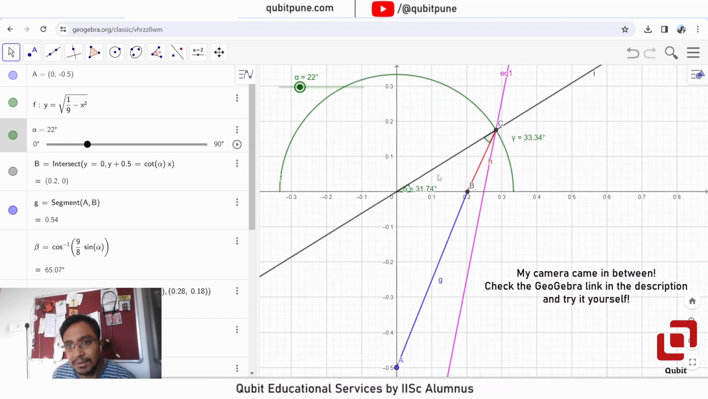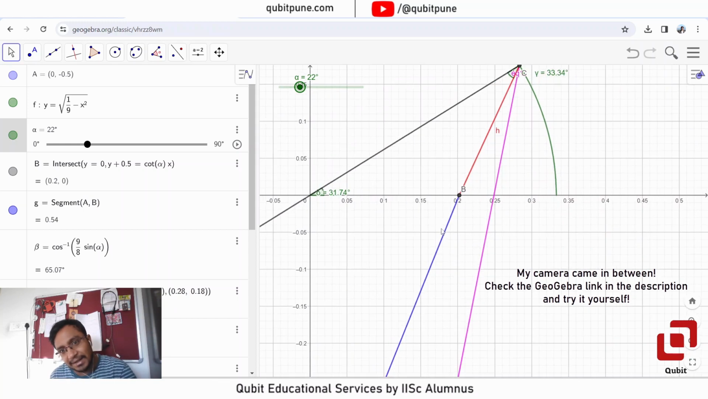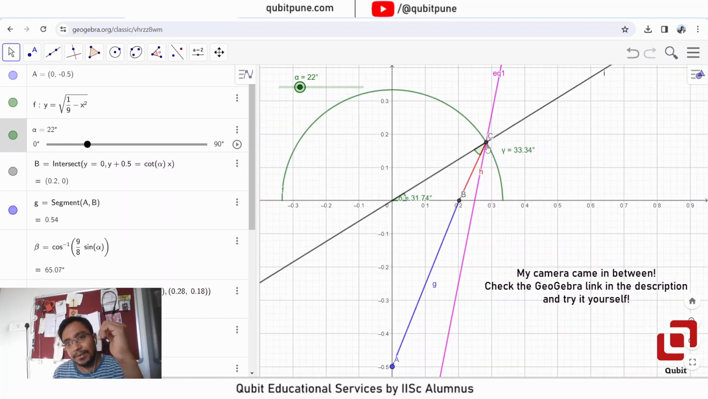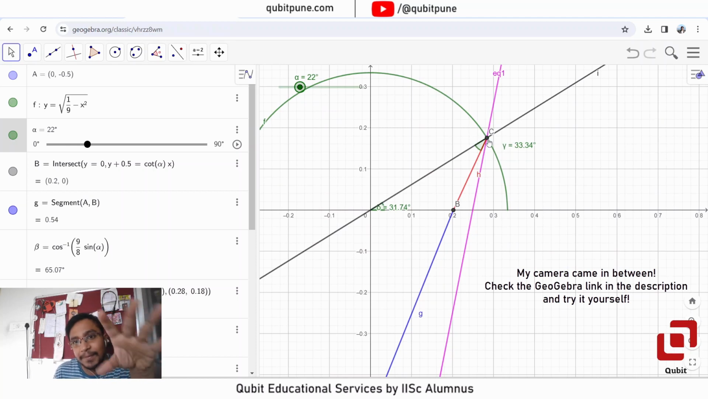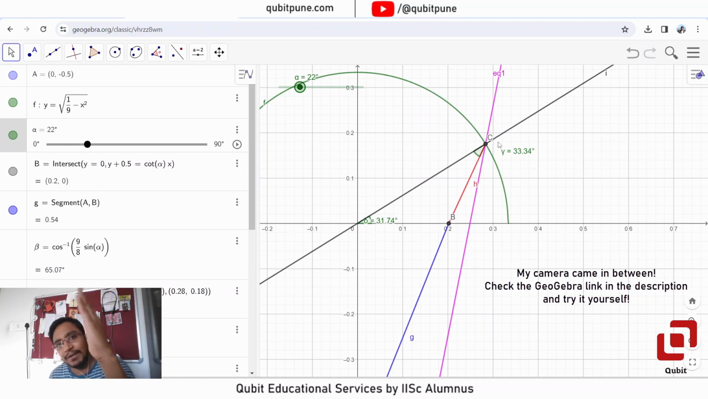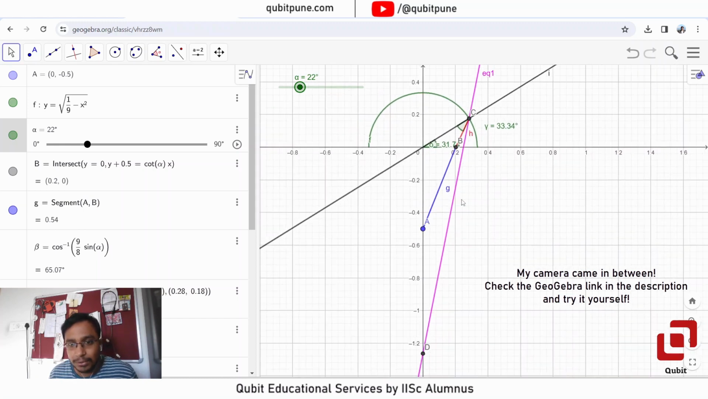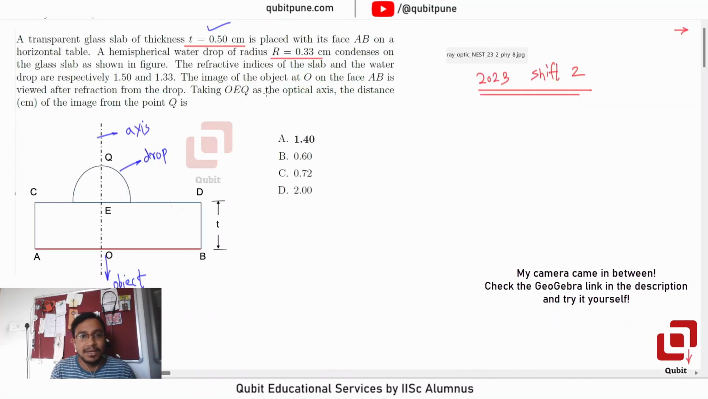The red ray is in the water drop. You can see it slightly bending away from the normal because it is going from optically denser to rarer medium. And at point C, the pink ray represented by equation 1 has now bent away from the normal, again because it is traveling from a denser to a rarer medium. When this ray is stretched backwards until it meets the y-axis, which is of course the optical axis, that is our location of the image.